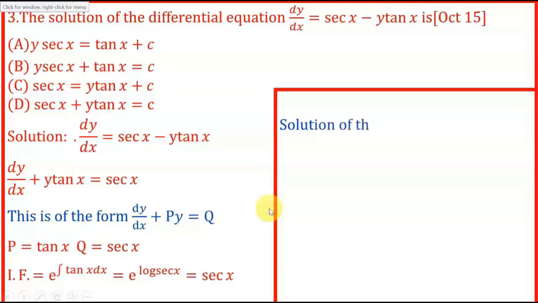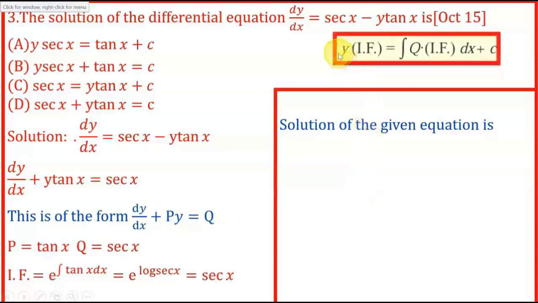Now we'll see the solution of this differential equation. The solution of the given equation is of the form: y into IF is equal to integral of q into IF, meaning integrating factor, into dx plus c. And therefore the integrating factor is sec x.